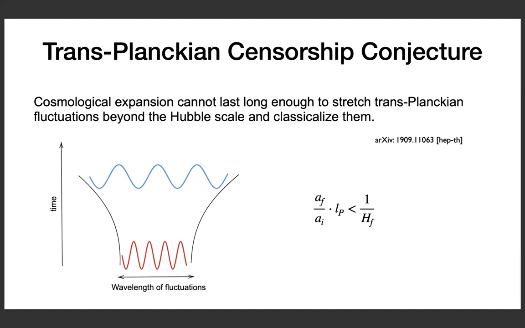Thanks. And if you want to put this in terms of an equation, we can write it in this form, where L Planck is the initial wavelength of your quantum fluctuations, times A_F over A_I. A here is a scale factor, A_F at a final time, A_I at an initial time. This is your wavelength after the expansion, and you want to keep this below the Hubble radius at the final time. So this is how you can write it. Any questions about the statements of the conjectures?